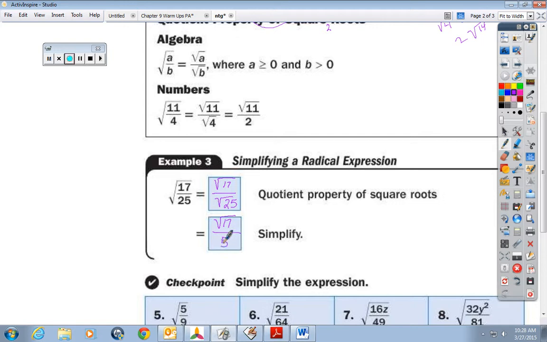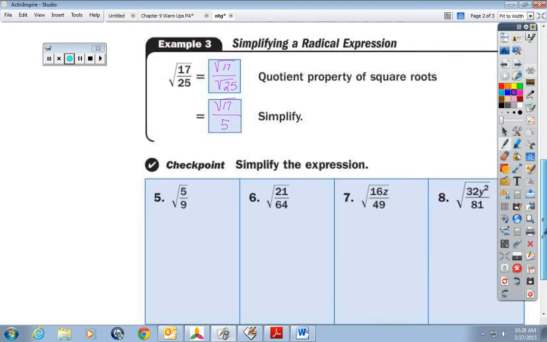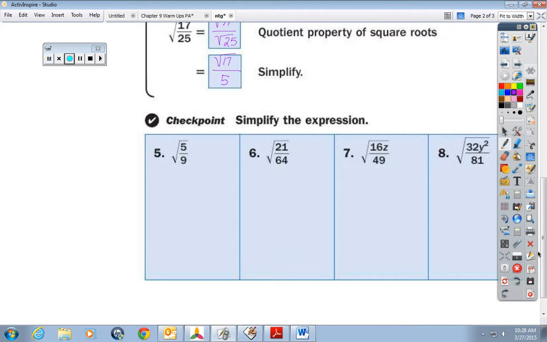So again here, let's work through these real fast. We're just going to rewrite it like this. The square root of 5 over the square root of 9. Can the square root of 5 be simplified? No. So it's going to stay the square root of 5. What about the square root of 9? What is it? 3. And that's as simplified as I can get it. And that's my answer.